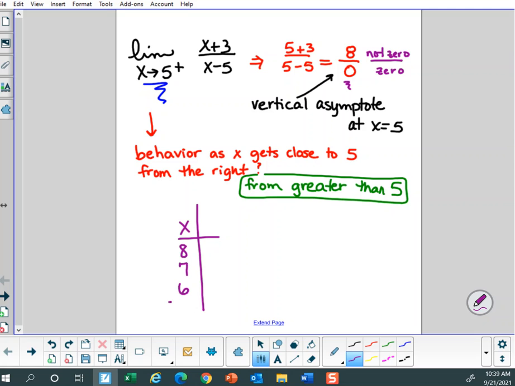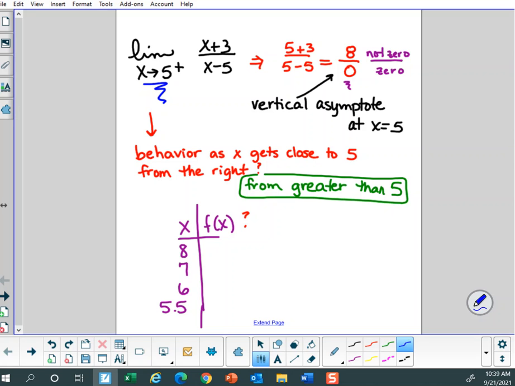And if you really want to do something fun, you want to throw a decimal in there, we could go to 5.5. So we're coming in from numbers bigger than 5 towards 5, and we're going to see what this function is doing. Either my f of x's, my y's, are going to get bigger, or they're going to get smaller.